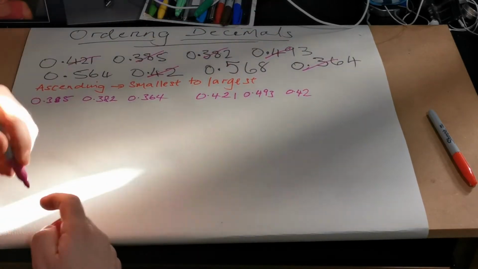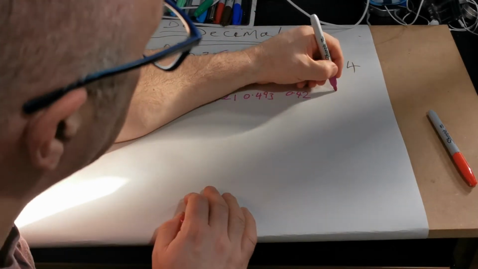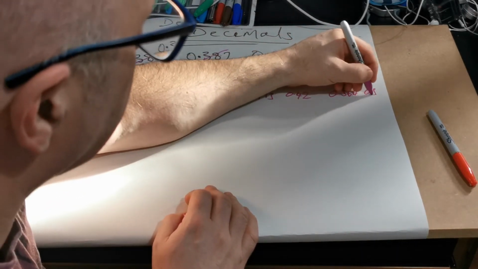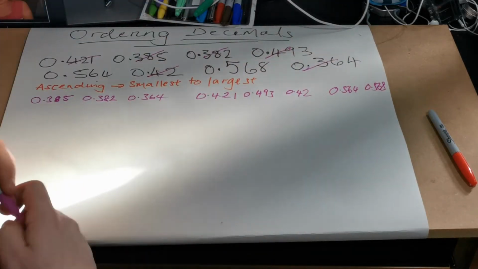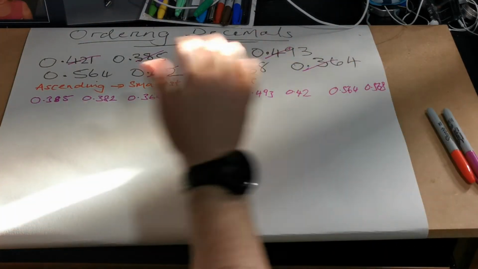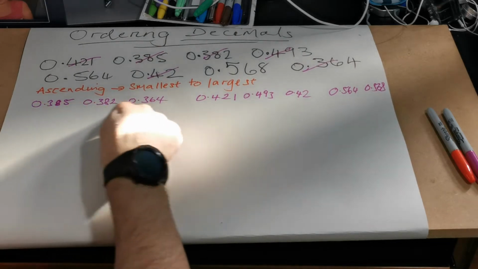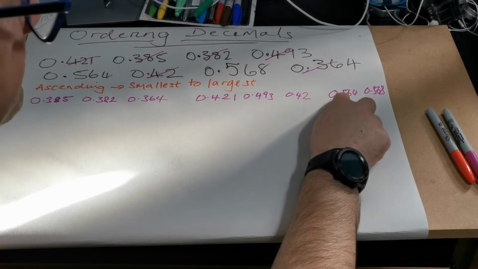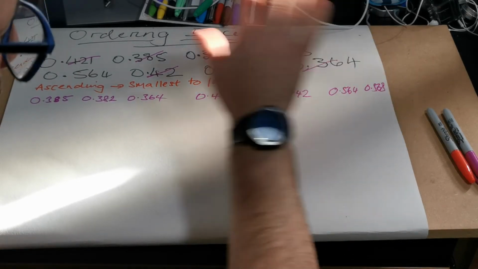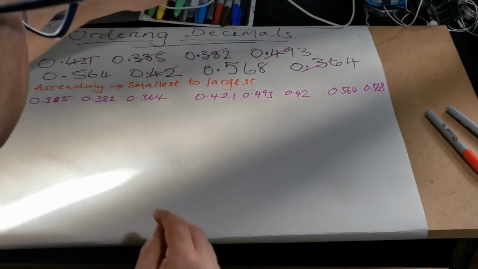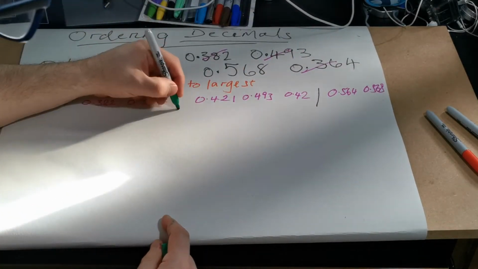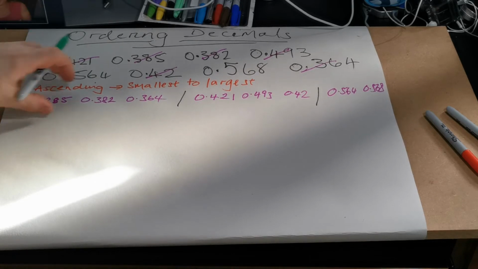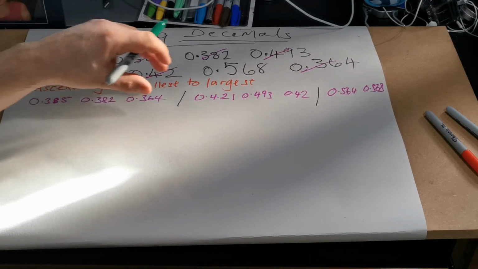And finally I'll sort out my 0.5s. So that's 0.564 and 0.568. So I've only really thought about that first digit. So here's my 0.3s, here's my 0.4s, and here's my 0.5s. Three separate groups. And that's where we are at the minute. So in order to order these, I'm going to look at the next digit along.